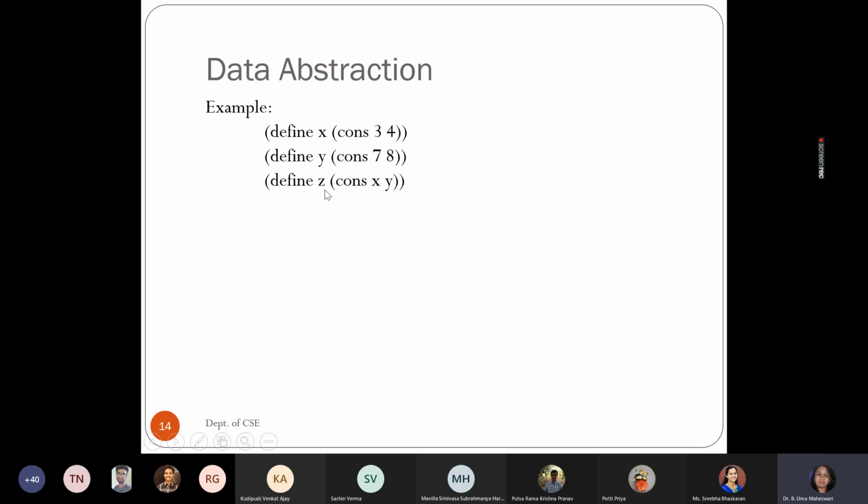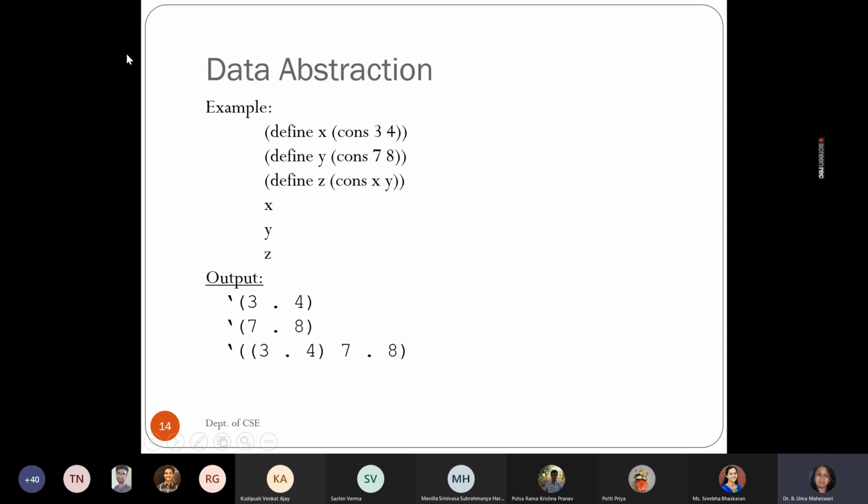So z is nothing but a list where (3, 4) is one element and (7, 8) is the other element of the list. If I print and see x, y, z, what will be the output? I will surely get (3 4), (7 8), and ((3 4) (7 8)).